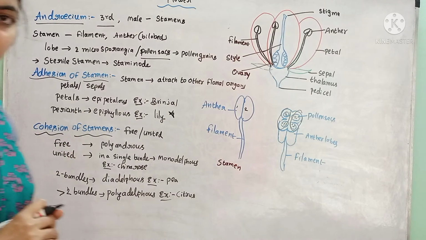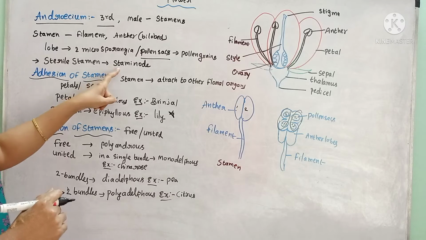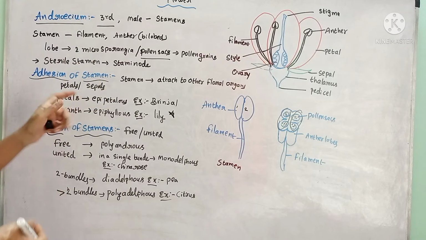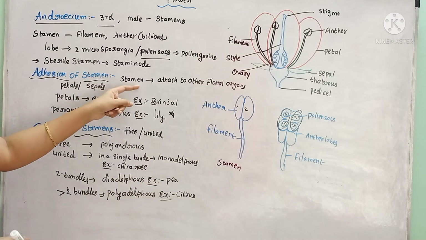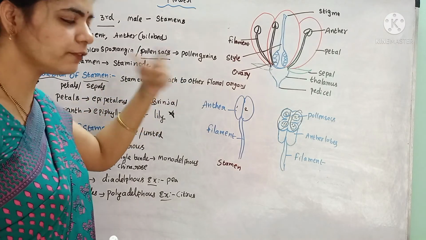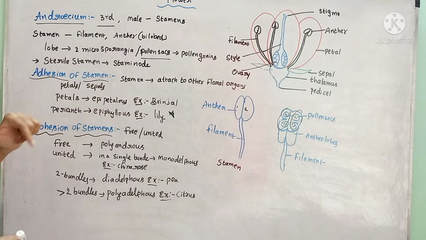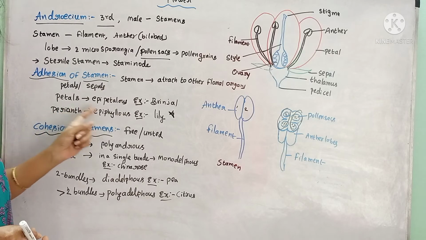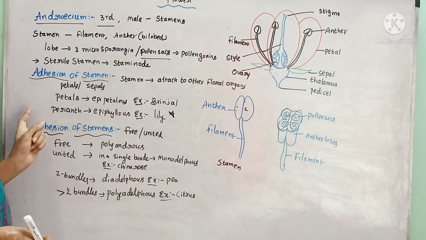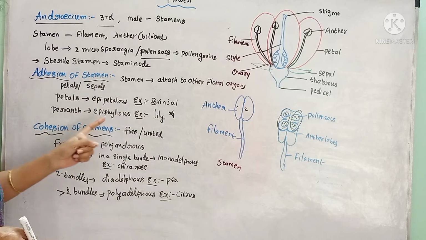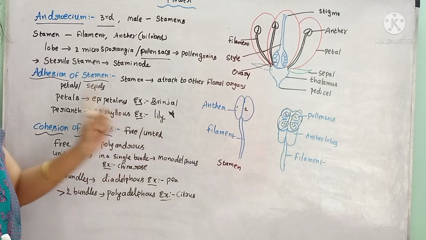Some stamens may be sterile. The sterile stamens are called staminode. The next concept is the adhesion of the stamen. Some stamens may be attached to floral organs like sepals or petals. If they attach to the petals, they are called epipetalous, which is seen in brinjal. If they attach to the perianth, they are called epiphyllous, example lily.